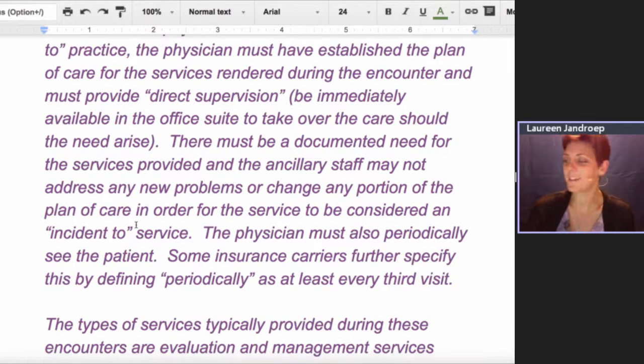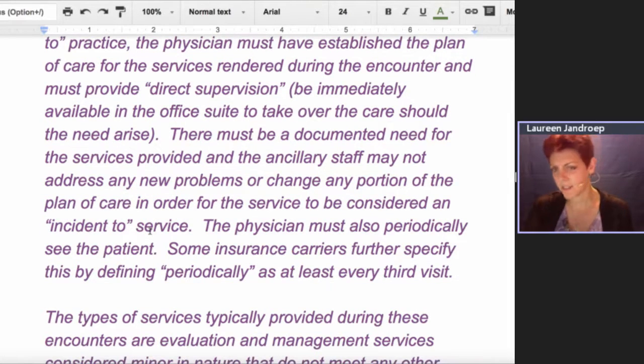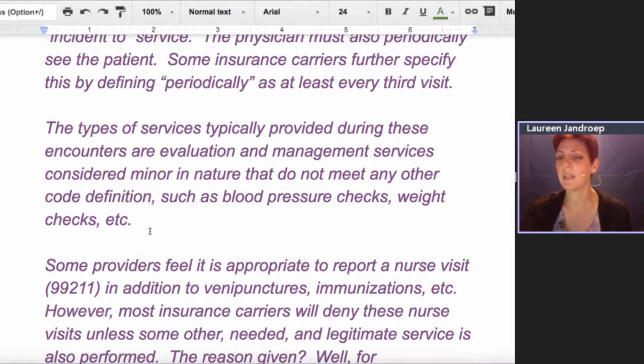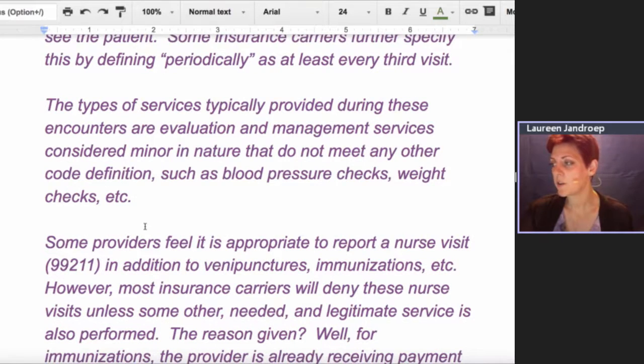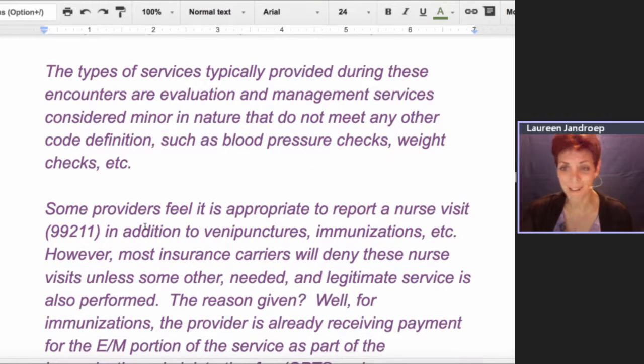That'd be nice. Some insurance carriers further specify this by defining periodically as at least every 3rd visit. So if a patient is coming in for a routine kind of thing that the doctor's aware of, he's established the plan, they say, okay, poke your head in every 3rd visit just to make sure everything's going well. The types of services typically provided during these encounters are E&M services considered minor in nature, and they don't meet any other code definition, such as blood pressure checks, weight checks, that sort of thing.